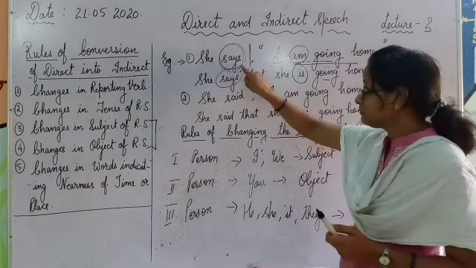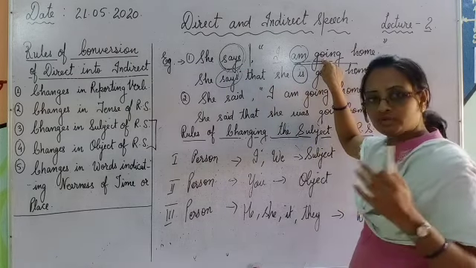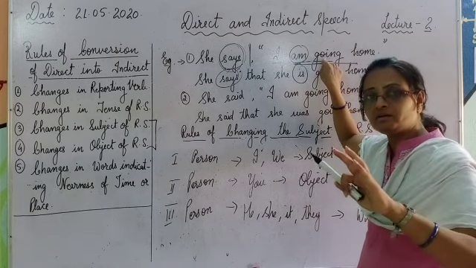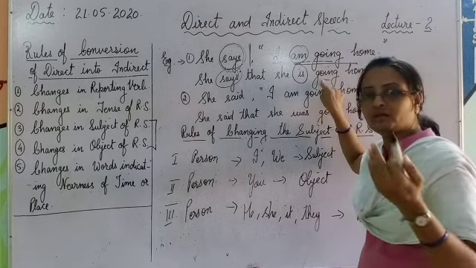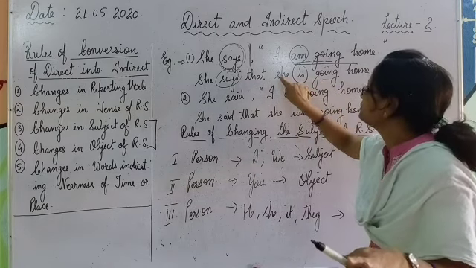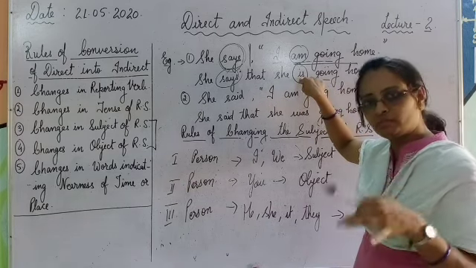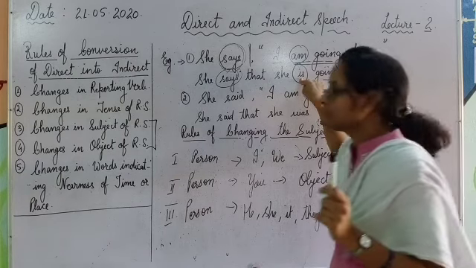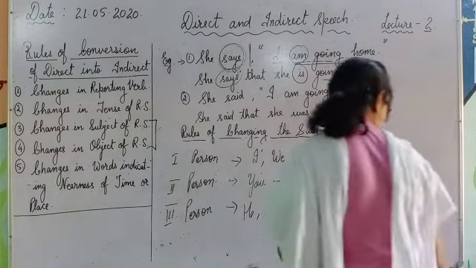You can see here, am going, present continuous. In the indirect narration, it is going. No change in the tense. It is again present continuous. According to this subject, we have to put the helping verb. But the tense is the same. That is present continuous. Clear?